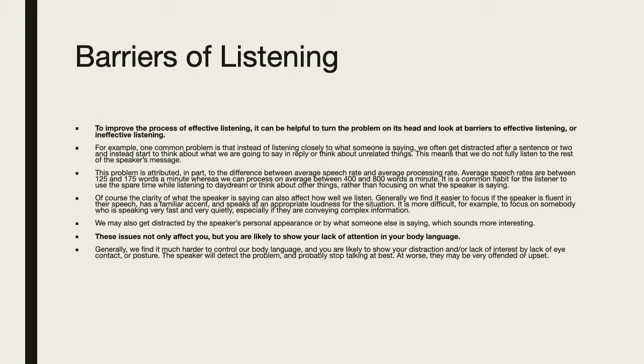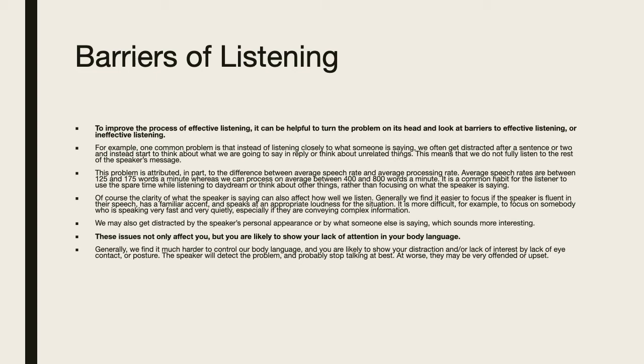This problem is attributed in part to the difference between average speech rate and average processing rate. Average speech rates are between 125 and 175 words a minute, whereas we can process on average between 400 and 800 words a minute. It is a common habit for the listener to use the spare time while listening to daydream or think about other things rather than focusing on what the speaker is saying.